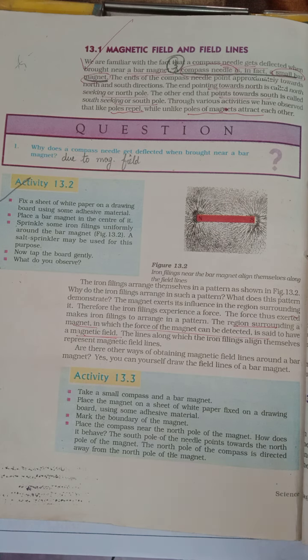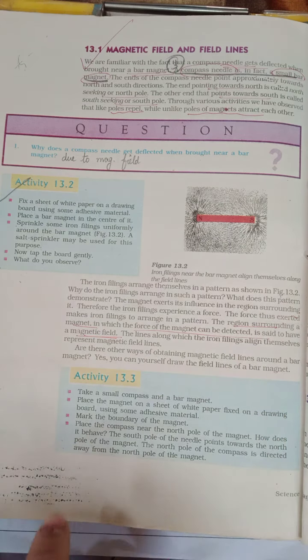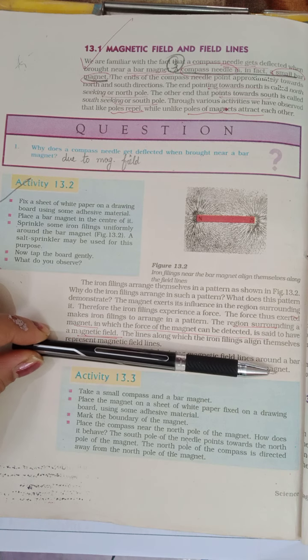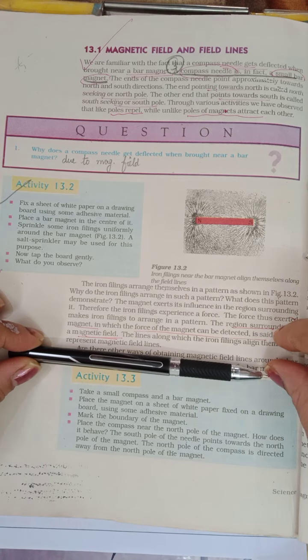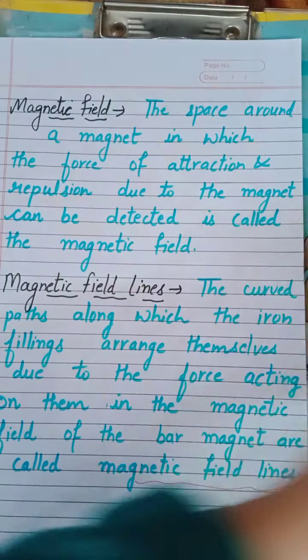So see here, this is again one activity. Activity 13.3. What is this activity? I'll be explaining you verbally. What is to be done? You have to take a bar magnet. आपने ऐसे बार मैग्नेट ले लिया. ठीक है जी. Now what is to be done? आपने मैग्नेटिक कंपास रखी यहाँ, तो फील्ड लाइंस just see, I'll be plotting.